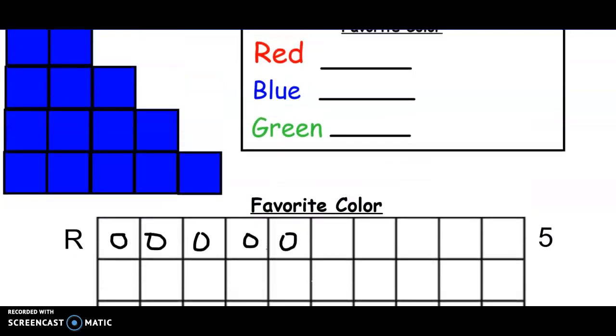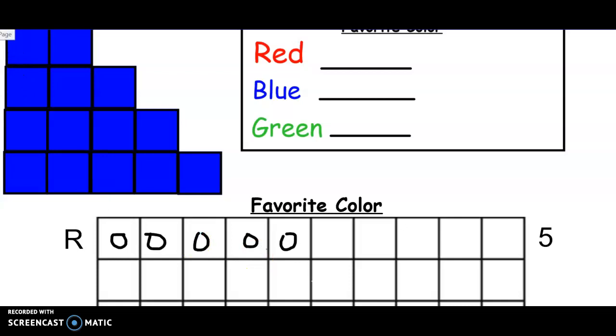If you're an at-home student, a virtual student, you might want to ask a few people in your house what their favorite colors are so that you can collect some data too. And you could choose different colors if you want. It could be purple, yellow, whatever you want. And collect that data. See if you can get quite a few people to answer that for you so that you can have a little bit more data.